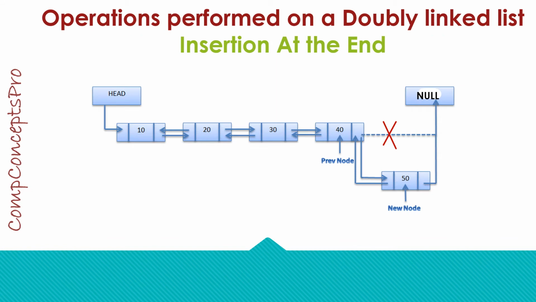Now let's see insertion at the end. When a new node is inserted at the end of a doubly linked list, we have to set three pointers. Firstly, the last node's next pointer should point to the new node. Then, the new node's previous pointer should point to the current last node. And finally, the new node's next should be null. However, to reach the last node, we have to traverse through the linked list till the last node and call it temp.